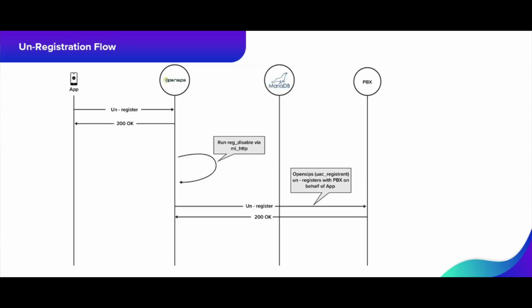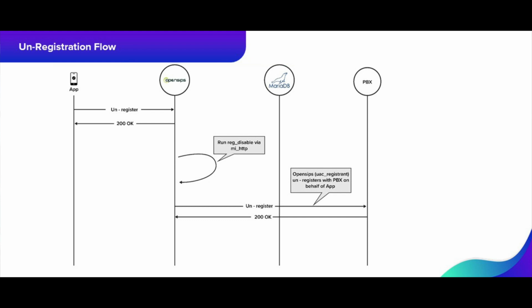Unregistration flow is similar to the registration flow. When the application sends an unregister request, OpenSIPS instructs the USC Registrant to unregister, and that's it. So at this point of time, all of you must be wondering, why do we need the USC Registrant? You can use something like a Registrar module to do the same job. So why do we need so much complexity?